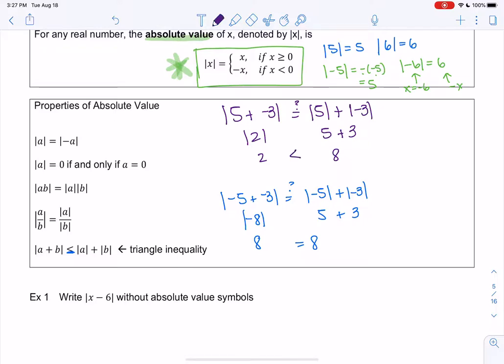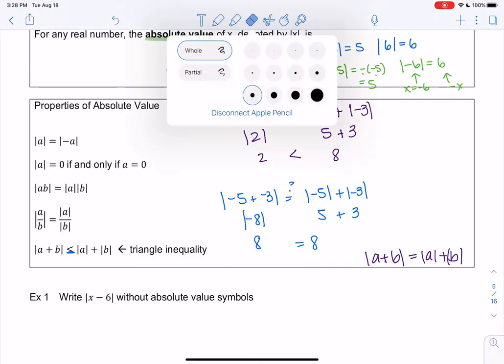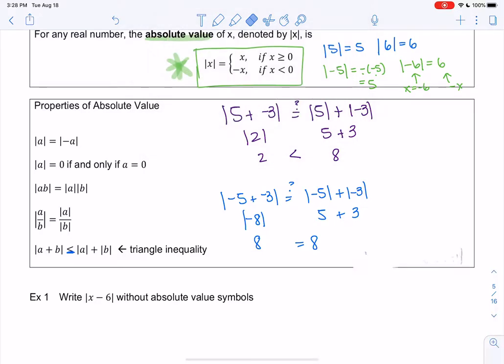So it looks like when the signs are opposite, we don't quite get the same number. So addition will not always be equal is basically the main point. So you can't split up an absolute value by addition. It just doesn't work. So hopefully that last example convinced you that it's not always equal.